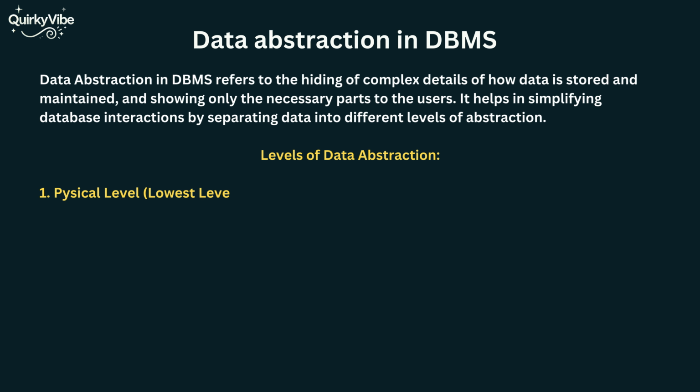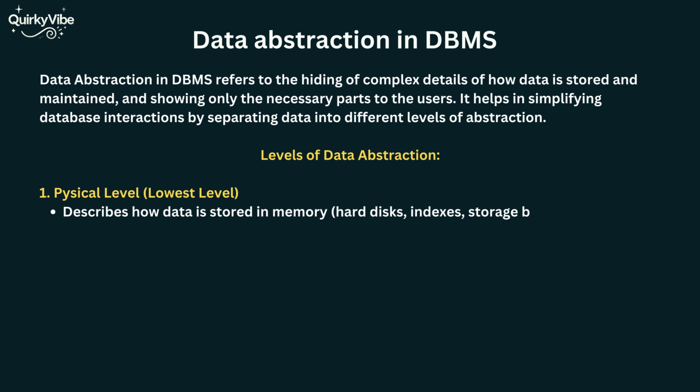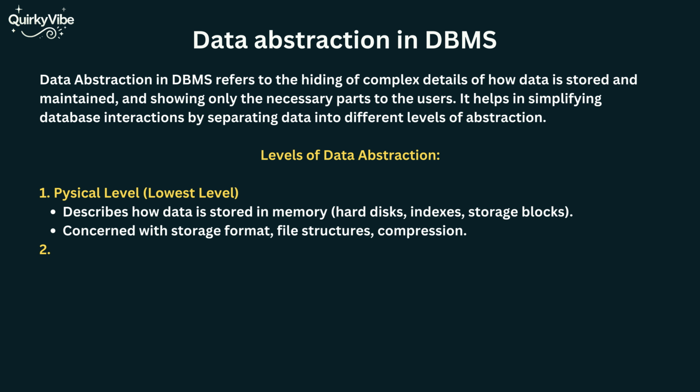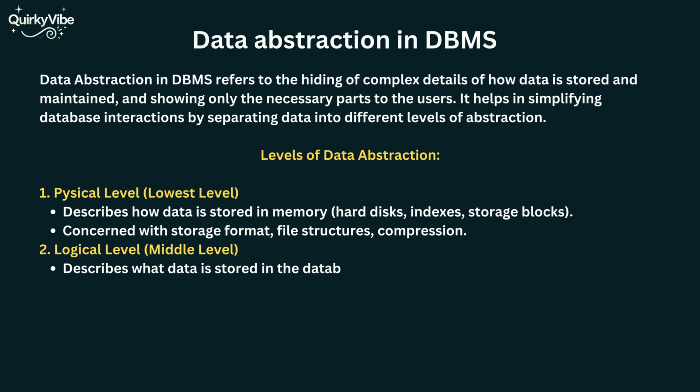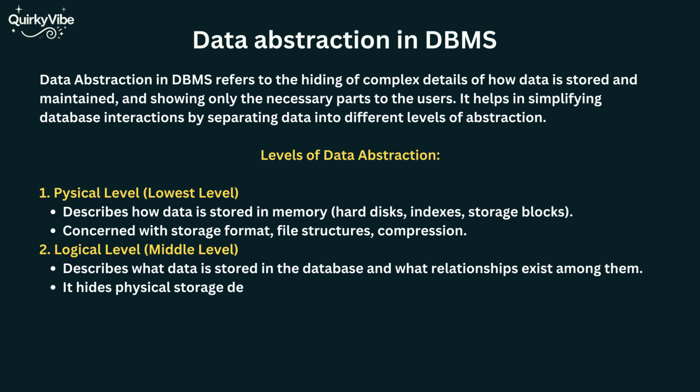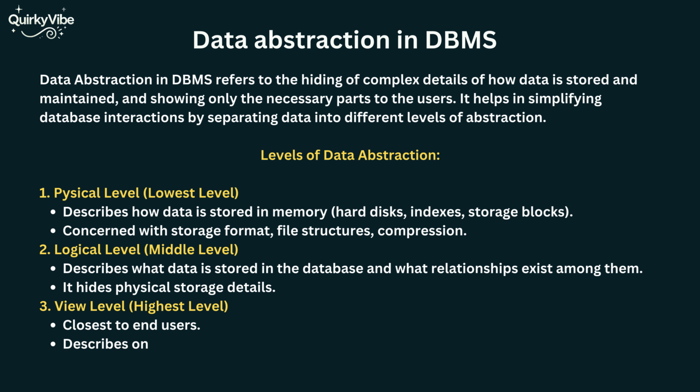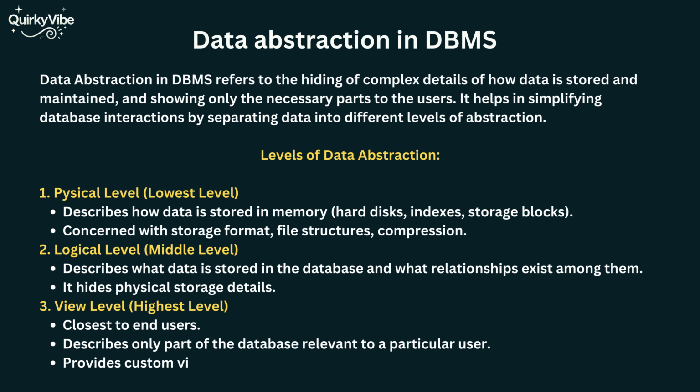Physical level, lowest level, describes how data is stored in memory, hard disks, indexes, storage blocks. Concerned with storage format, file structures, compression. 2. Logical level, middle level, describes what data is stored in the database and what relationships exist among them. It hides physical storage details. 3. View level, highest level, closest to end users. Describes only part of the database relevant to a particular user. Provides custom views, security, simplicity.